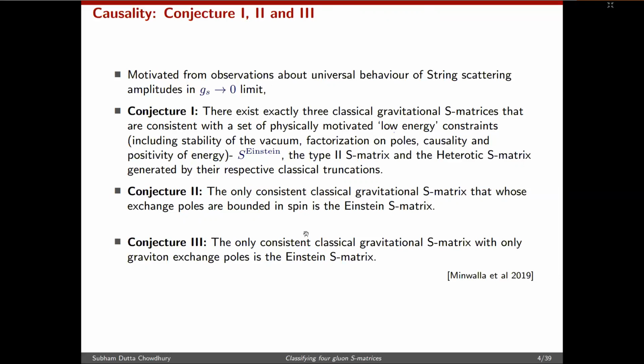We are saying that there cannot be any other classical gravitational S-matrices. This is a very bold conjecture, by the way. We are not saying that this must be true. It could very well be false, but just as a motivation for our classification problem, we mentioned this. But our main points were conjectures 2 and 3, which we were actually able to show. Conjecture 1 is purely a conjecture.